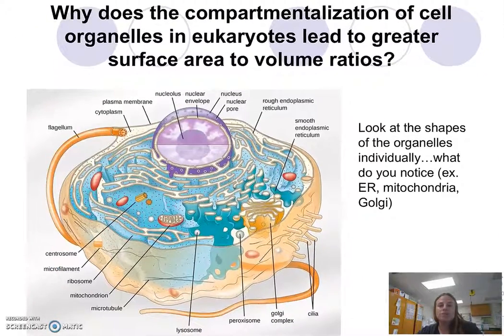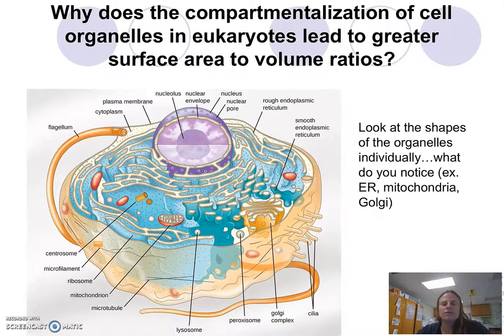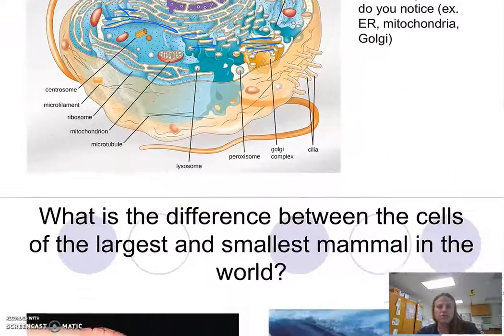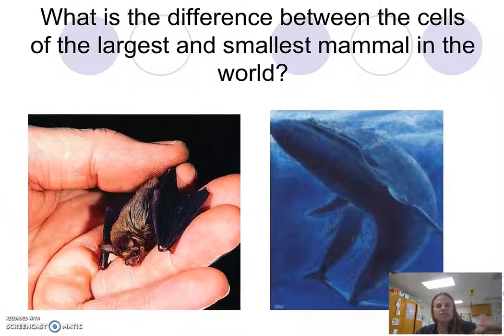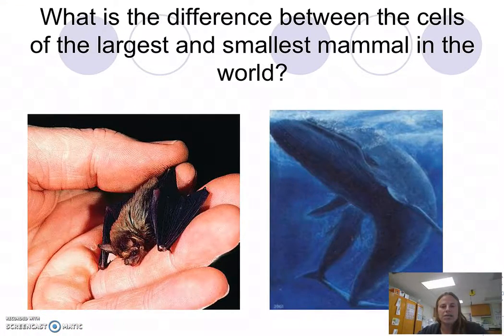So why does this compartmentalization of the cell organelles in eukaryotes lead to that greater surface area to volume ratio? Well, look at the shapes of the organelles individually. What do you notice about them? There are lots and lots of folds within these organelles. That's going to maximize my surface area to volume ratio, and that's going to enable my chemical reactions to occur at a rate that's consistent with maintaining homeostasis.